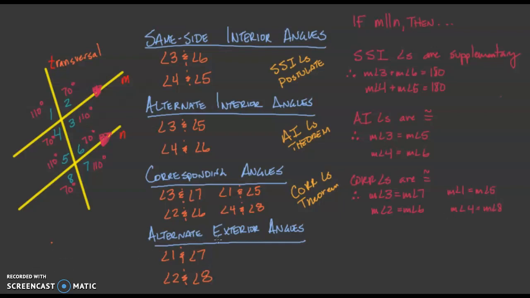Lastly, we move on to the alternate exterior angles. Now, I've already labeled everything that I know about this picture. Again, I started with a hypothetical situation that angle 3 was 110, and off of that, we figured out all these other angle measures. Well, let's look at the alternate exteriors, angle 1 and angle 7. Hey, look, they're both 110. Angles 2 and 8, looks like they're both 70. So I'm going to say that when the lines are parallel, the alternate exterior angles are congruent. So we call that the alternate exterior angles theorem.